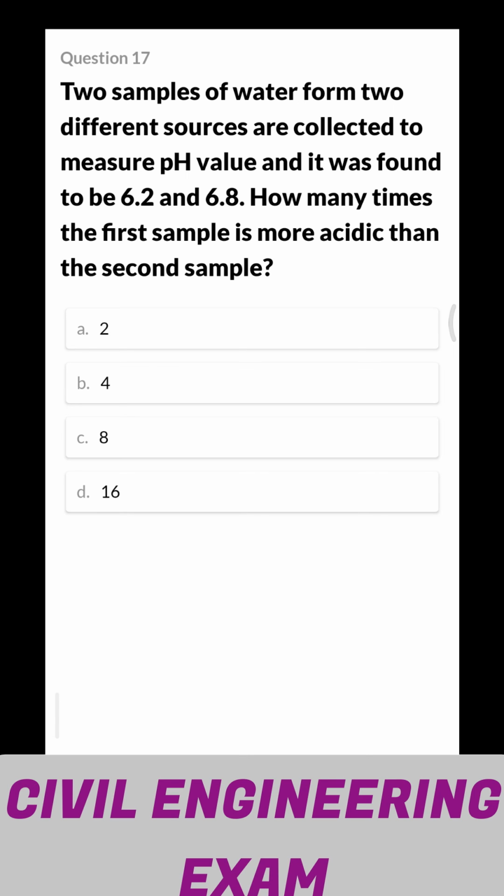Two samples of water from two different sources are collected to measure pH value and it is found to be 6.2 and 6.8. How many times is the first sample more acidic than the second sample? Option A 2, option B 4, option C 8, option D 16.